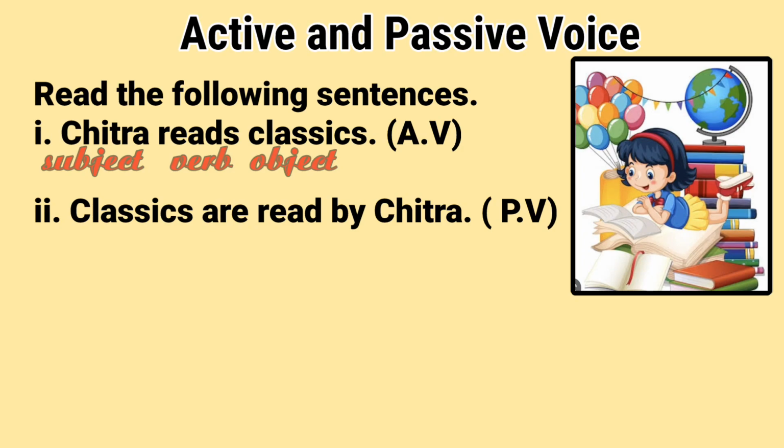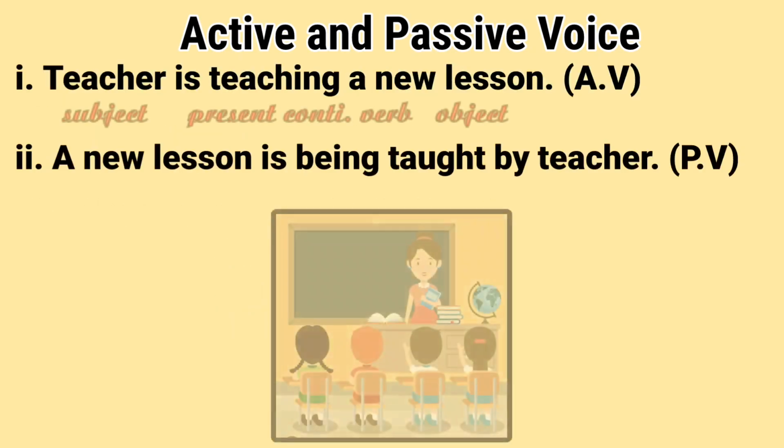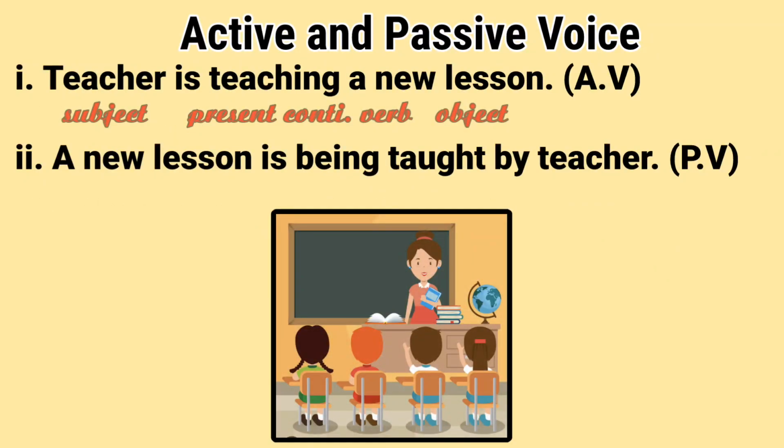In the second sentence, the subject is classics. It shows that something is done to the subject. When the emphasis is on the action and not on the doer, the verb in the sentence is in passive voice. One more example. Teacher is teaching a new lesson. A new lesson is being taught by the teacher. Again, both the sentences convey the same meaning, though they look different.